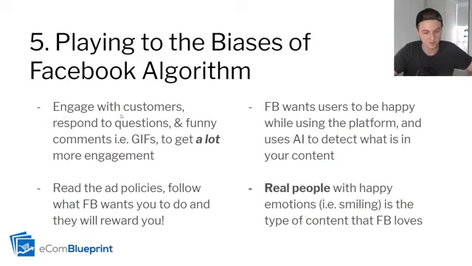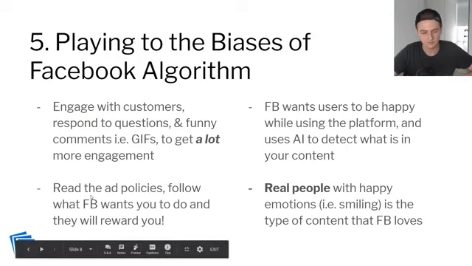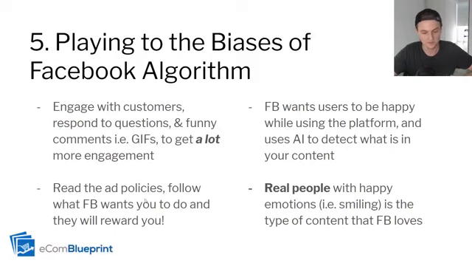So for example, you can engage with customers in the comments, because we know that engagement gets you a lot of total value in the auction, right? And so you want to get engagement without having to bait it. You don't want to bait engagement in your ad text, but you can engage with customers and be funny, and this will get you a lot more engagement, right? By doing this, you'll have to spend less in the auction to win. Facebook likes engagement, so get them a lot of engagement. Use GIFs in your replies, right? Read the Facebook ad policies, follow what Facebook wants you to do, and they will reward you.